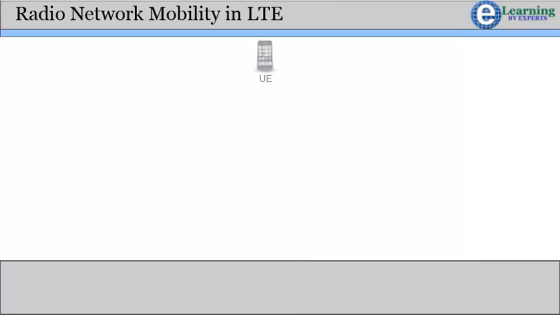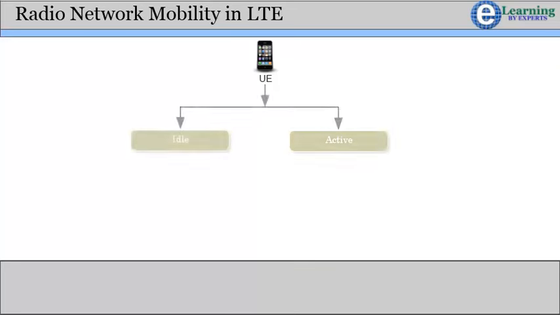In this module, we look at mobility support in LTE. In LTE, a UE could be in one of the two mobility states, idle and active. A UE is said to be in the idle mode when the UE is not actively exchanging traffic. A UE is said to be in active mode when it is actively exchanging traffic.